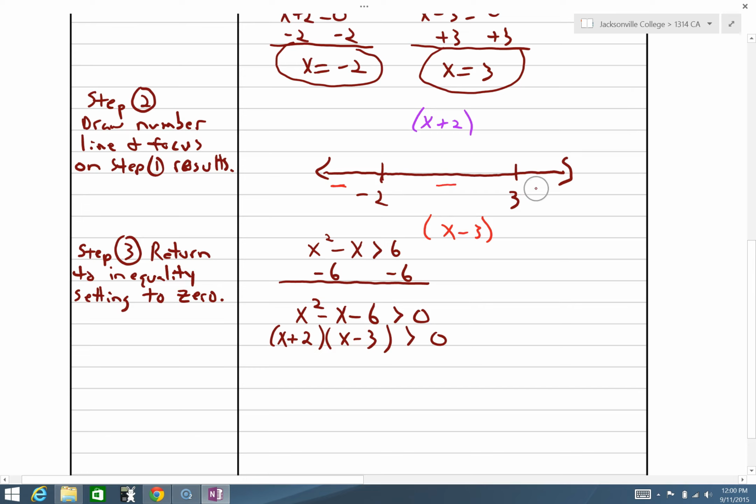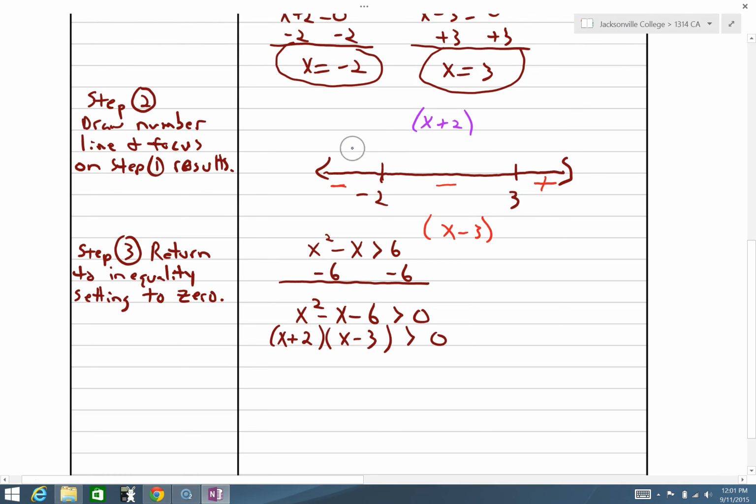How does it behave above 3? Well, if you put a number above 3 in here, like 4, 5, or 6, any of those minus 3 is positive. So here we see how x minus 3 behaves. In this section of the number line, it's negative. In this section, it's negative, and above here, it's positive. Let's consider how x plus 2 behaves.